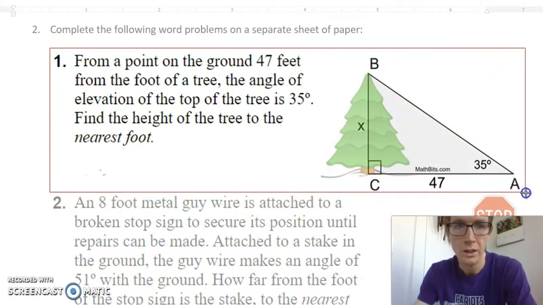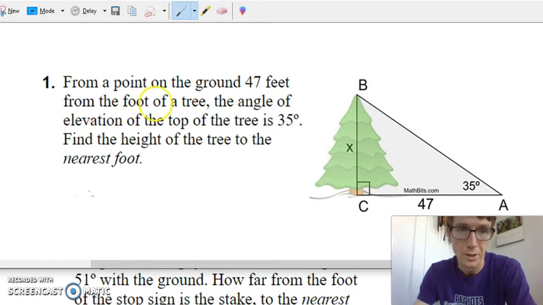So, this question says, from a point on the ground, 47 feet from the foot of a tree, so our tree's right here, this is our point on the ground right over here. The angle of elevation of the top of the tree is 35 degrees. So you're looking up 35 degrees. Find the height of the tree to the nearest foot.